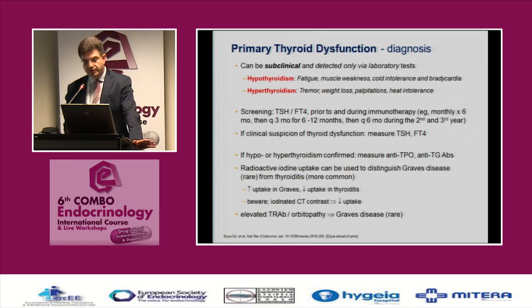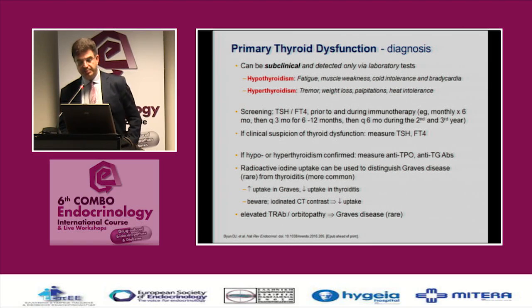As I said previously, the clinical presentation can be subclinical, really not clinical, and therefore one has to monitor those patients regularly. Screening is by measuring TSH and free T4 at the baseline and also during immunotherapy, and it is advisable to measure TSH and free T4 at least monthly in the beginning for 6 months, and then every 3 months for the next 6 to 12 months, followed by 6 monthly during the second and third year of therapy.